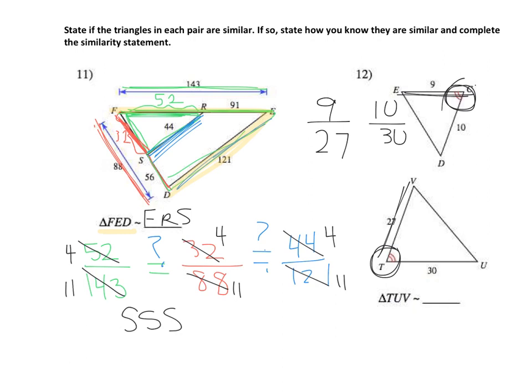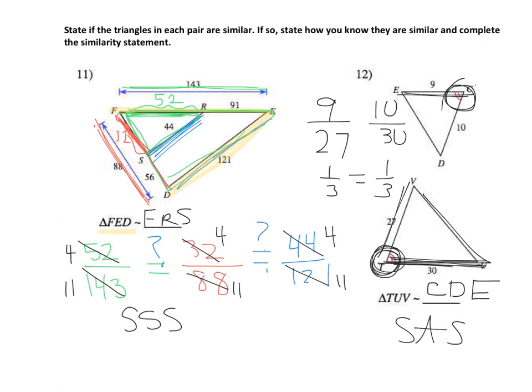If we divide each of these by 9, I'm going to get 1/3. If I divide each of these by 10, I'm going to get 1/3. They are proportional, so therefore by side-angle-side, triangle TUV is going to be similar to triangle CDE. I started with that congruent angle, so T was congruent to C, and then this went to the longer of the two sides. So we're going to do the longer of the two. That's why it's CD and then E. All right.